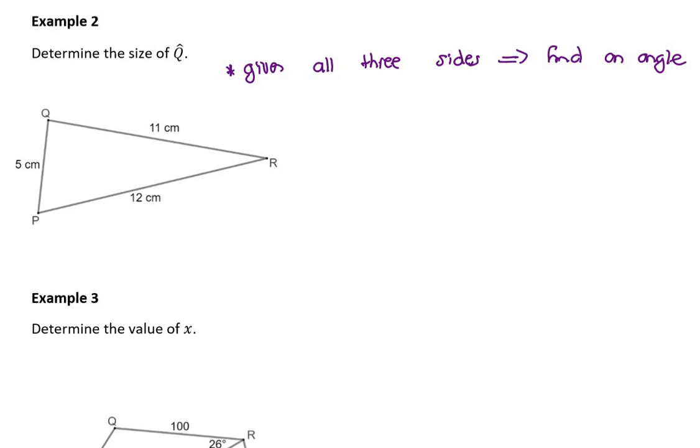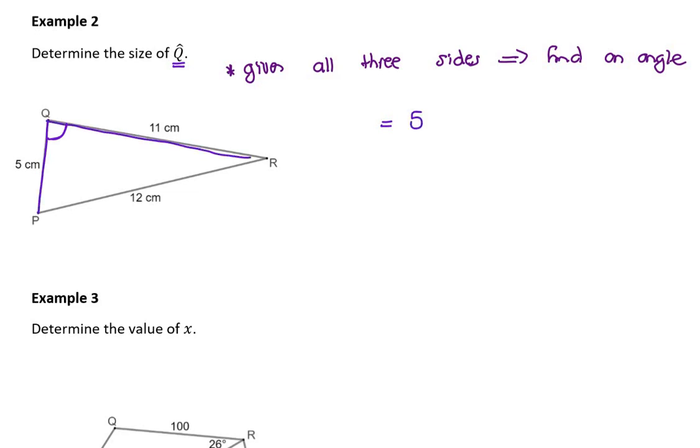So you need to know an angle and its opposite partner. I don't know any angles here, which means I have to use the cos rule. Now, it depends on what angle they ask for. If they ask for Q, don't forget that the right-hand side is all about the two sides and the angle in between.